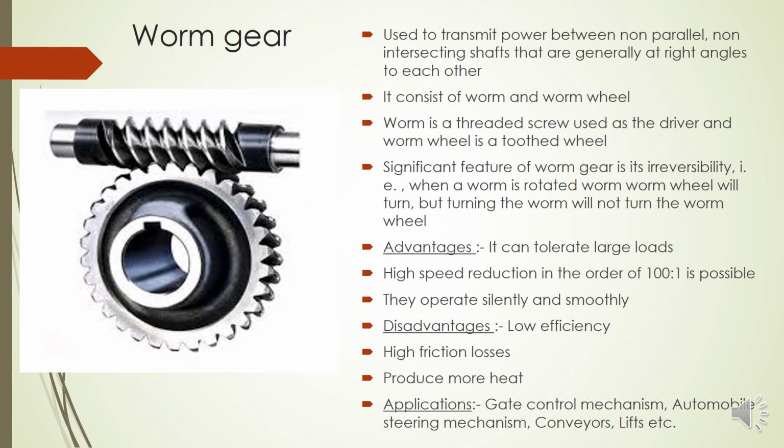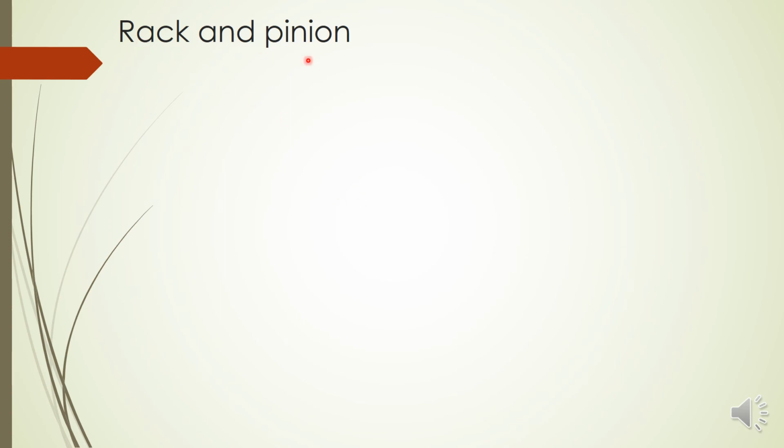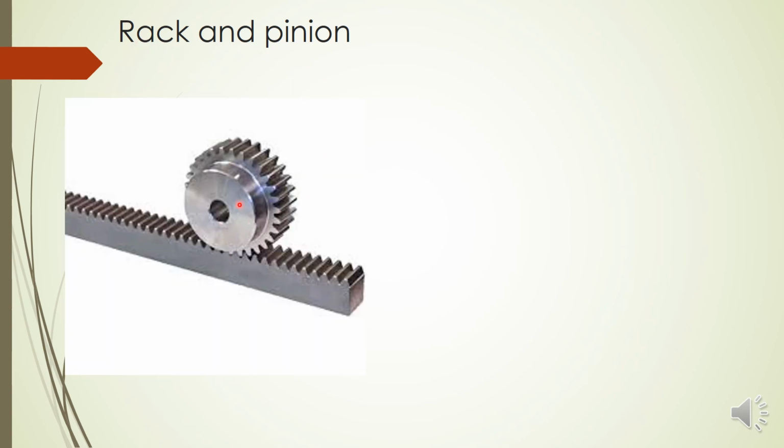Now move to the last type of gear, that is rack and pinion. This is a rack and pinion gear. What is the difference here? Yes, one gear is straight. You can see this is a gear with teeth cut on a straight line, and this is an ordinary spur gear. This is known as rack and pinion. The rack is the straight gear connected to a spur gear known as the pinion. This ordinary spur gear is the pinion, and this straight gear is the rack.